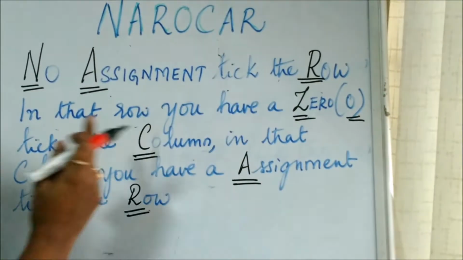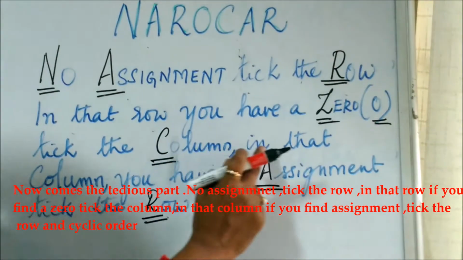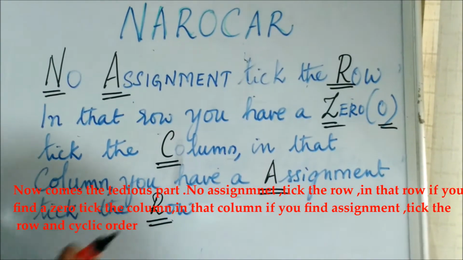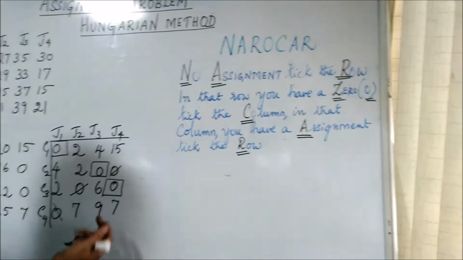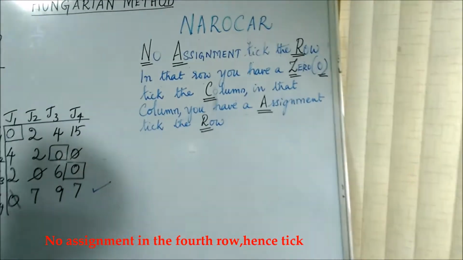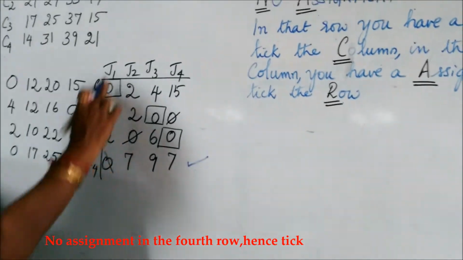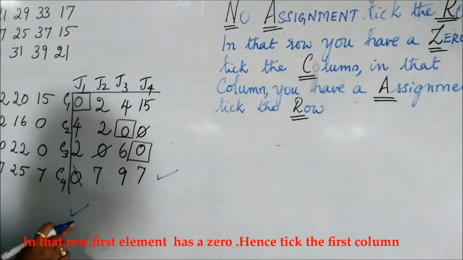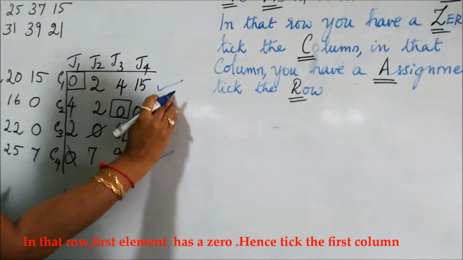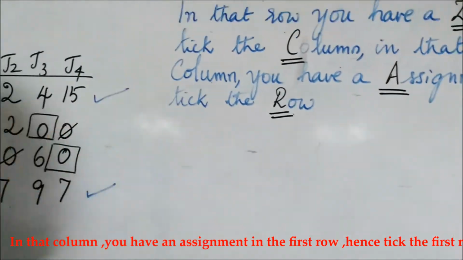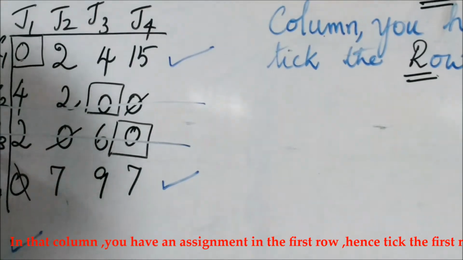Now comes the tedious process, NARROW-CAR. No assignment, tick the row. In that row, you find a 0, tick the column. In that column, you find an assignment, tick the row, and cyclic order. Now, we can find the fourth row without an assignment. So I tick the fourth row. In that row, you find a 0 in the first place. So tick the first column. In that column, you find an assignment in the first row. Tick the row. In that row, you don't find any 0, so stop.